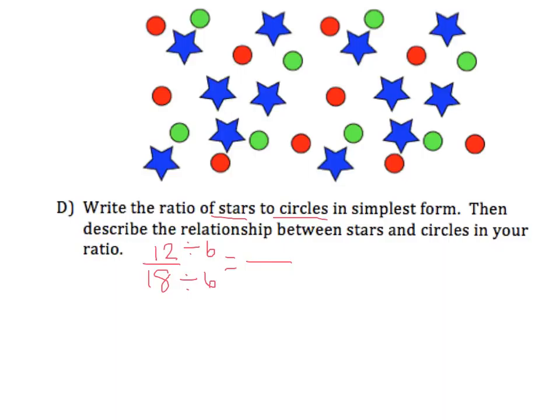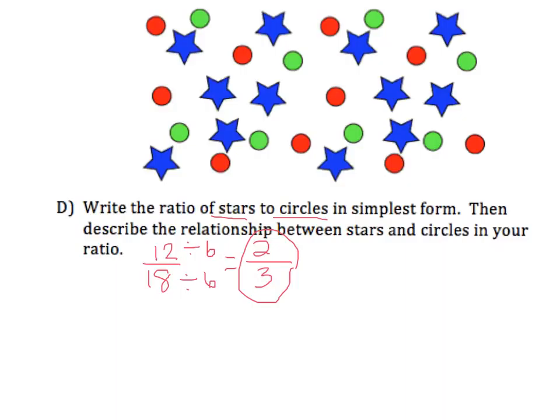So if we divide 12 by 6, we get 2. And if we divide 18 by 6, we get 3. So there's the answer to that first part. The ratio of stars to circles in simplest form is 2:3. All right, let's look at the second part.